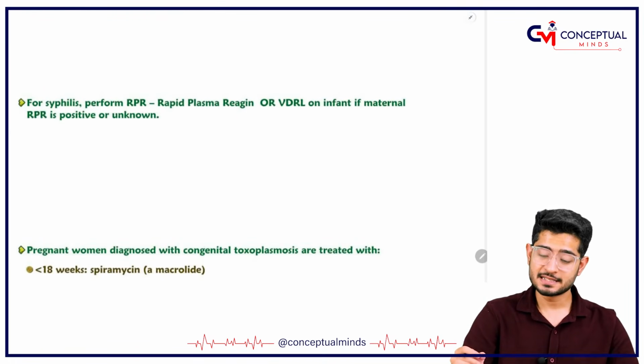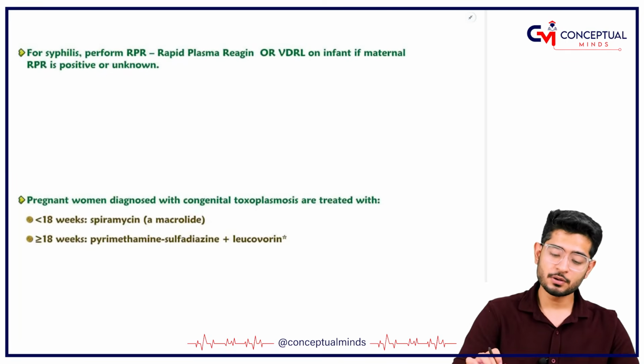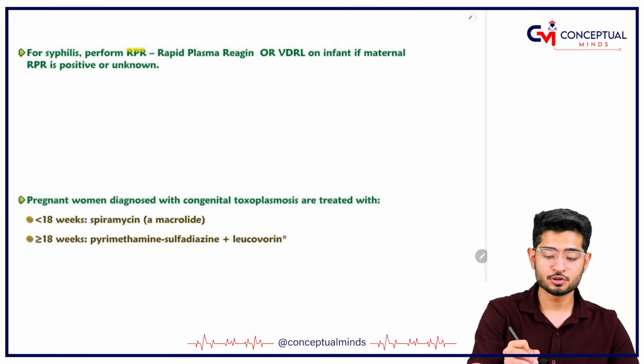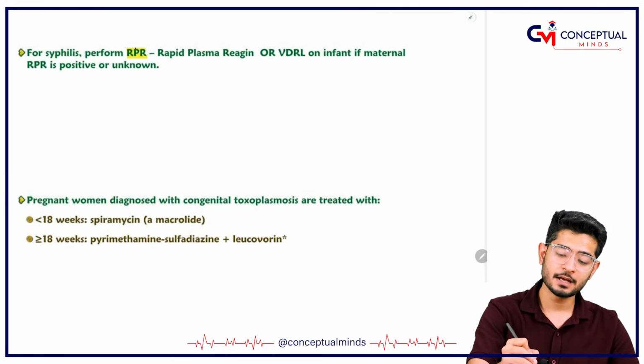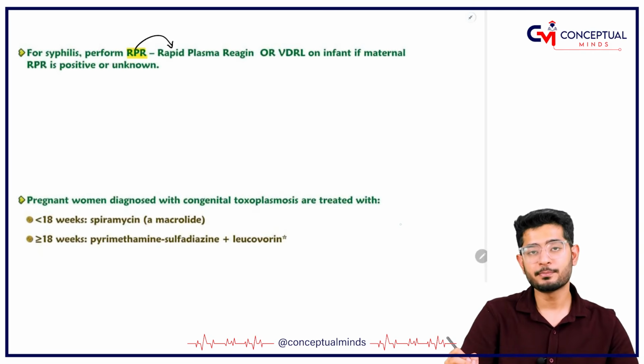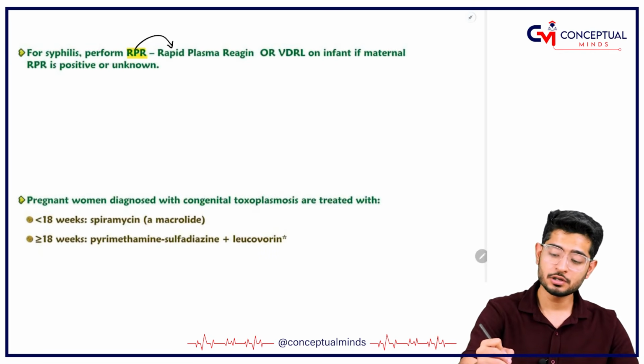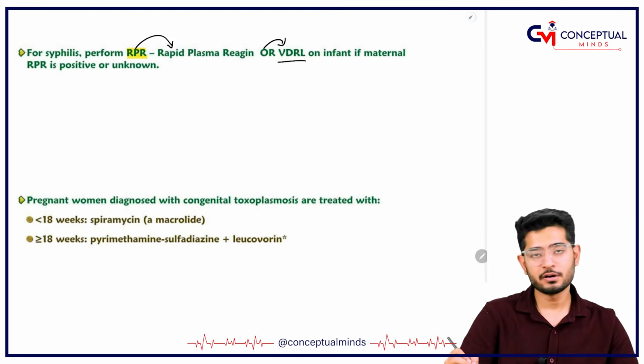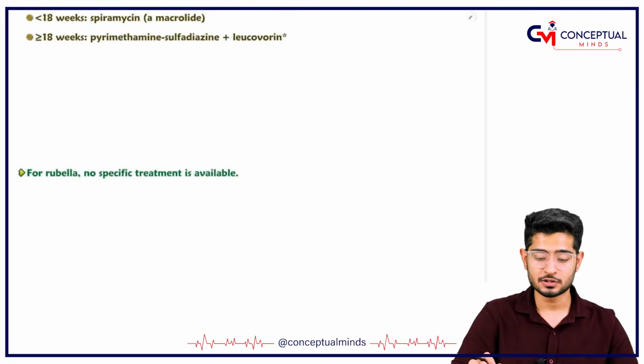Then comes syphilis. So yeah, this is now important that for syphilis you are supposed to perform RPR. What is RPR? This is called the rapid plasma reagin test, or you can do VDRL also, Venereal Disease Research Laboratory testing, but RPR is important, rapid plasma reagin testing.